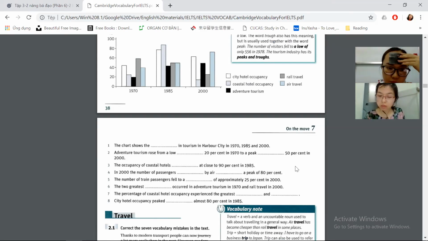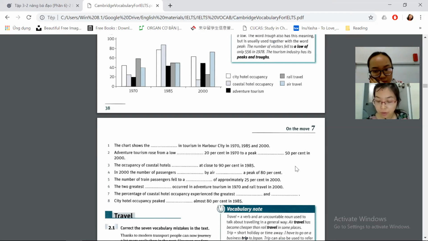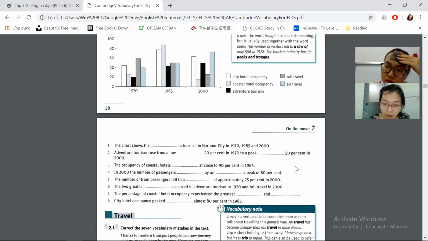Okay, I finished. Very good. So can you read them for me, please? Number one, the chart shows the trend in tourism in Hebei City in 1970, 1985, and 2000. So the trend has no S. Ah, okay. So we have to have an S here, right? Yeah, different trends. Okay, number two, please.